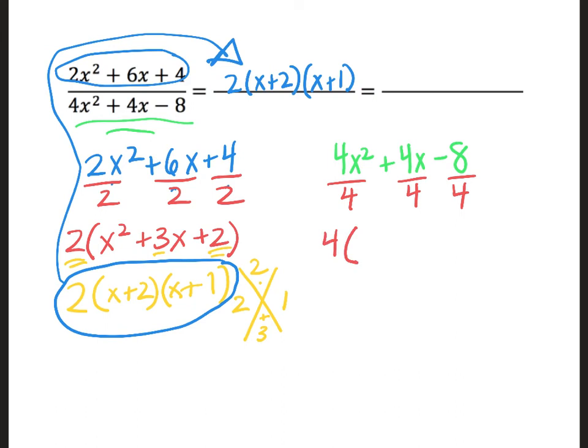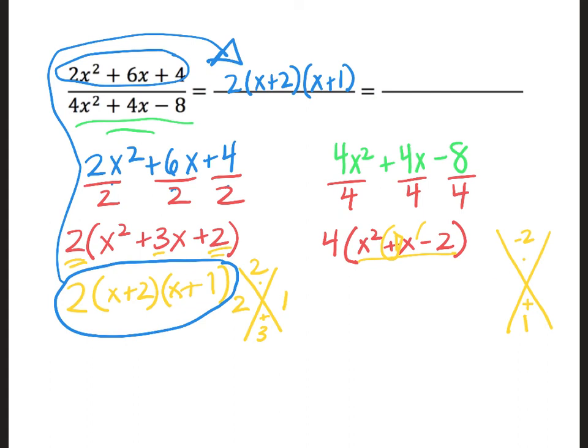4x squared divided by 4 just gives me x squared. 4x divided by 4 just gives me x. And then negative 8 divided by 4 gives me a negative 2. Again, from here I have to check the x method for that second part of my fraction. Remember, my c value goes on top, so negative 2. My b value, which is going to be 1, there's a sneaky little 1 there, goes on the bottom. So I'm looking for something that multiplies to negative 2 and adds to 1.